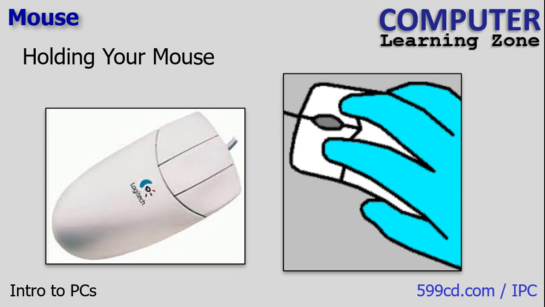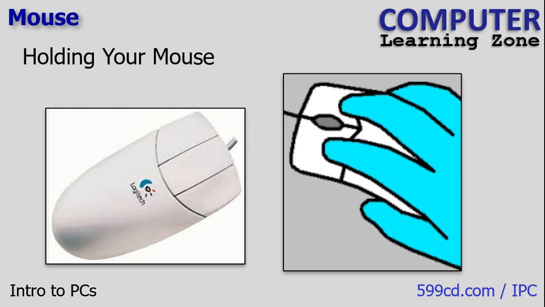Now, there are two kinds of grips. There's the fingertip grip or the palm grip. I'm a fingertip guy. Choose the grip style that feels most comfortable for you. With the fingertip grip, only the fingertips touch the mouse buttons, and the palm hovers above the mouse. This grip provides precise control and is well suited for small, lightweight mice.